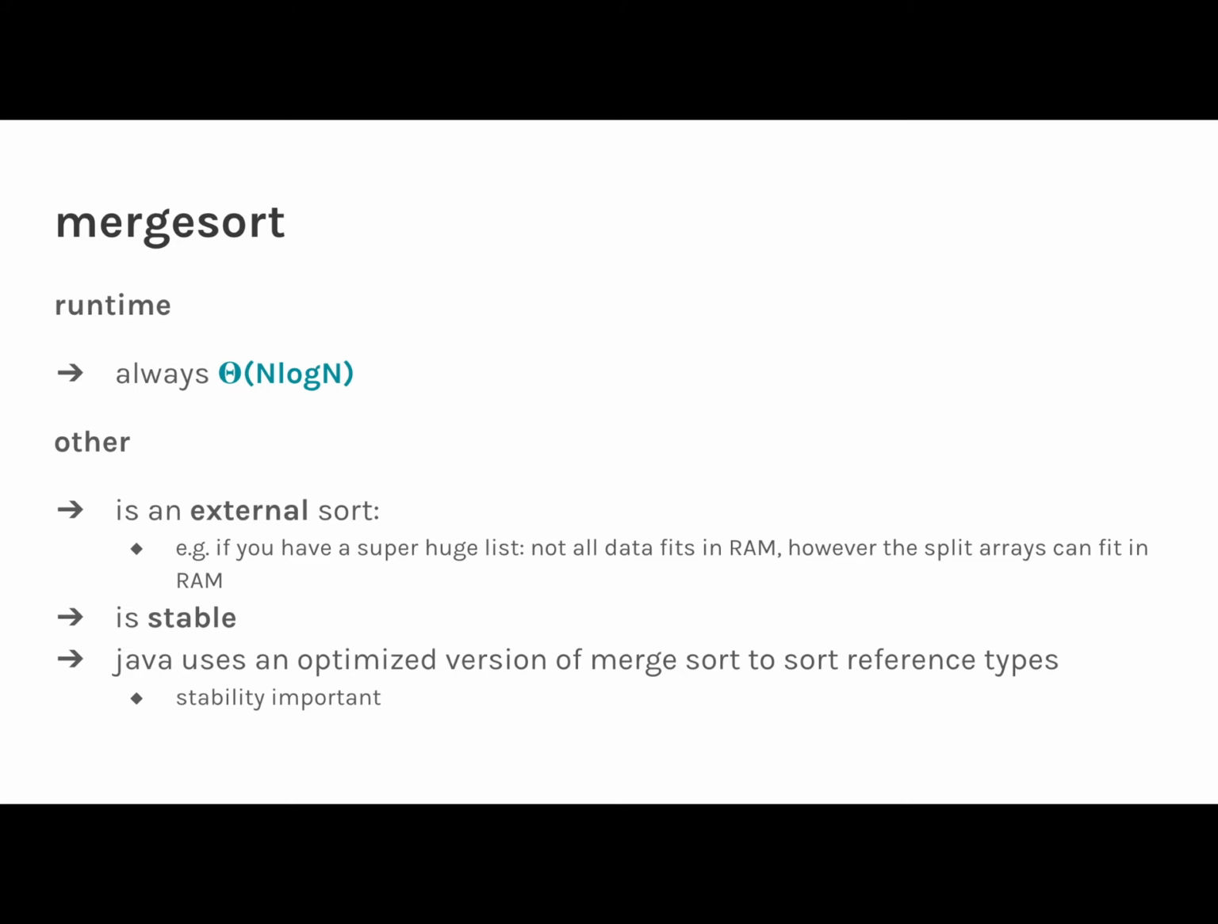This is stable, and because it's stable, Java uses an optimized version of merge sort to sort reference types. So this is like objects, and this is useful because you could have two objects that are equal based off the dot equals method, but they're different objects, and a developer might actually care that the relative order is preserved, so by default, Java uses a stable sort.